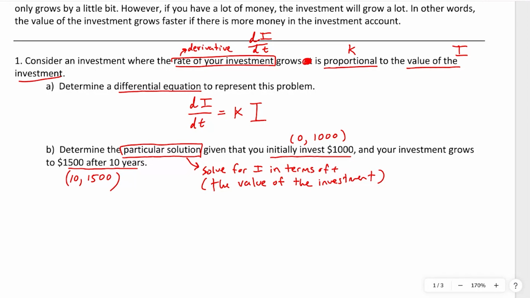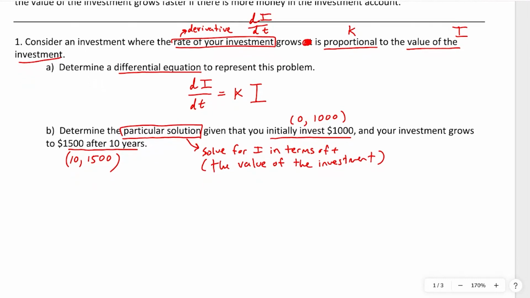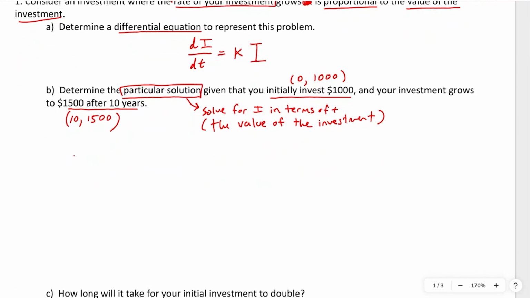So we've got those two given points. And now we're ready to solve for I. We want to get rid of the di and the dt here, but now we know how to do that. All we need to do is separate the variables, integrate both sides, and solve for I, just like we've been doing. So I'm going to rewrite that equation down here.